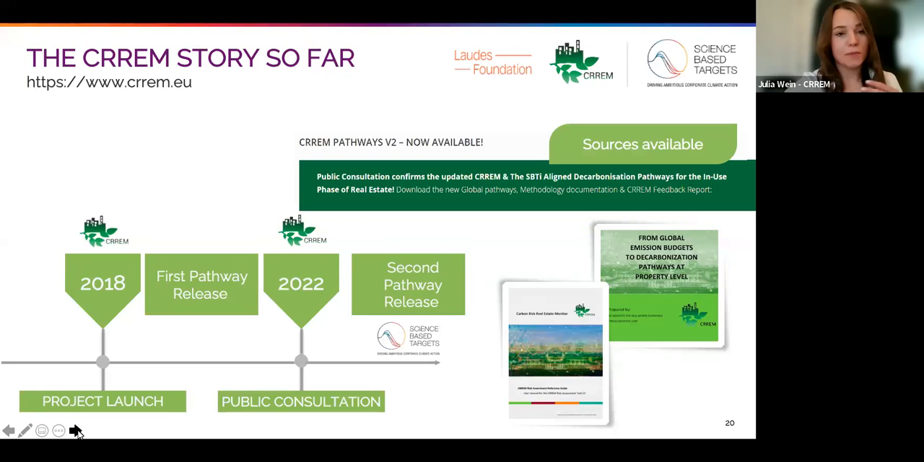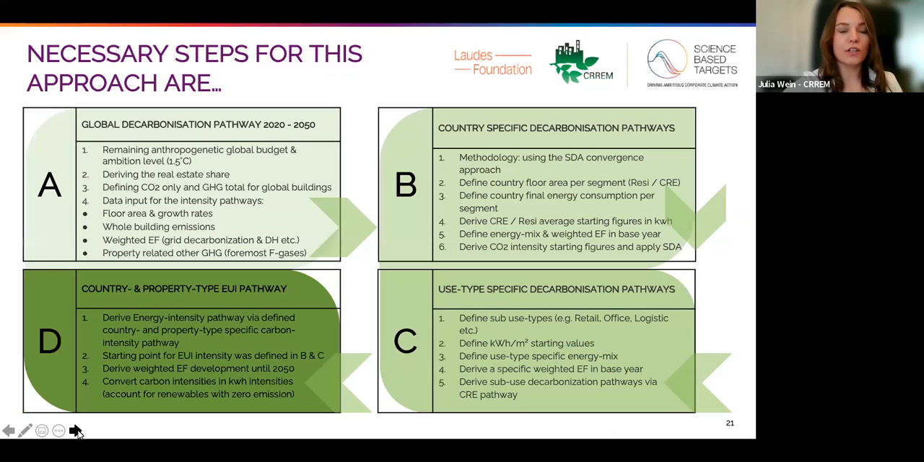Last year, we spent the entire year gathering the data and also launching our public consultation, a very intensive phase. And we released the second set now in January of this year. And of course, all the documentation is available on our homepage.